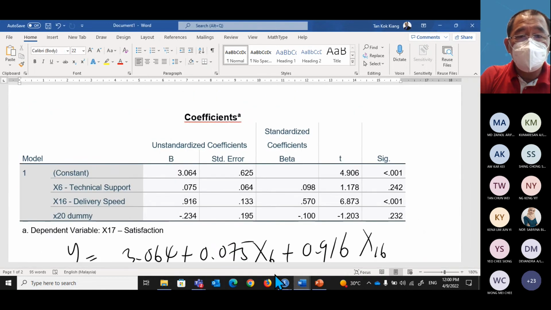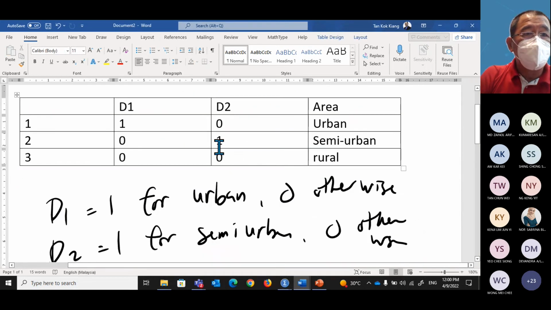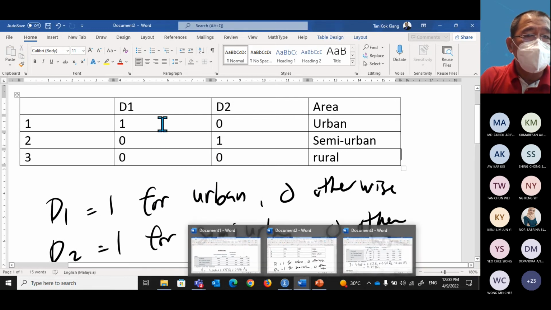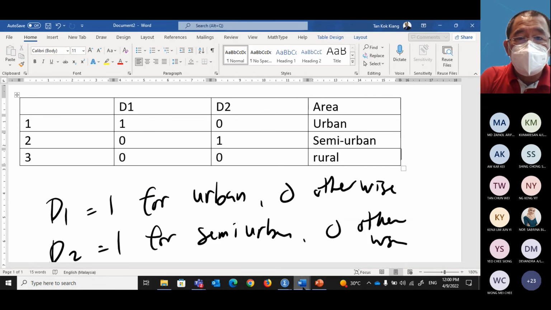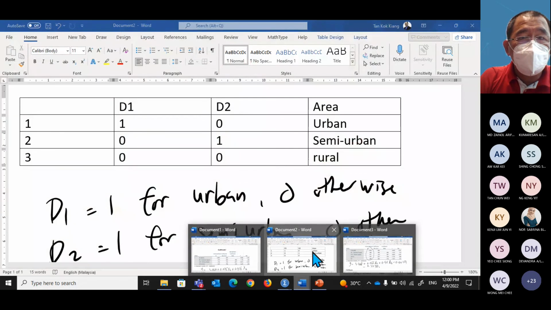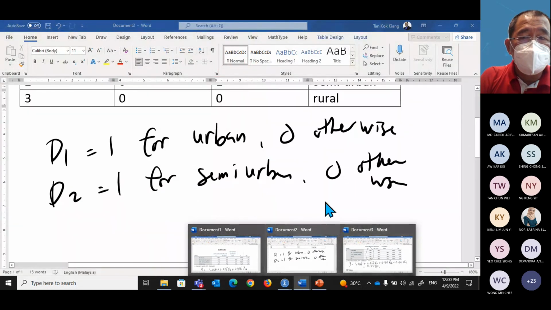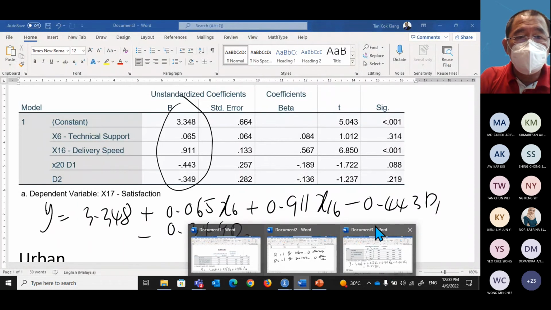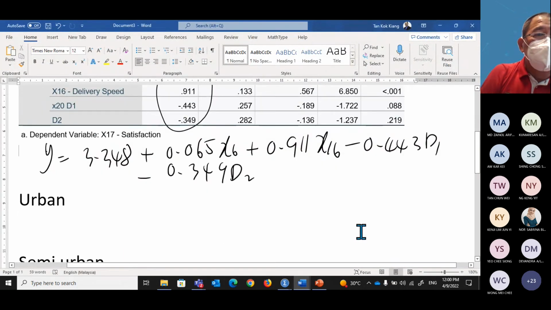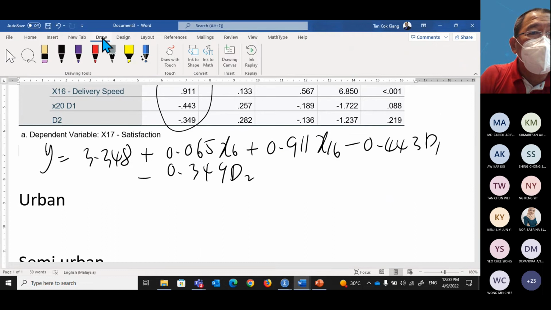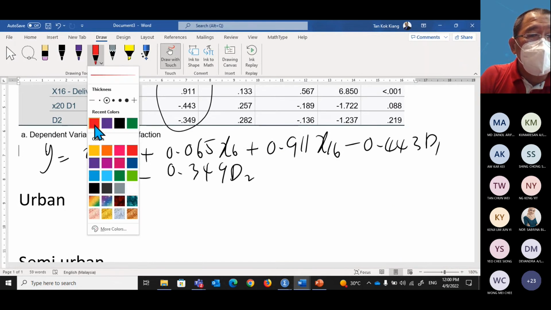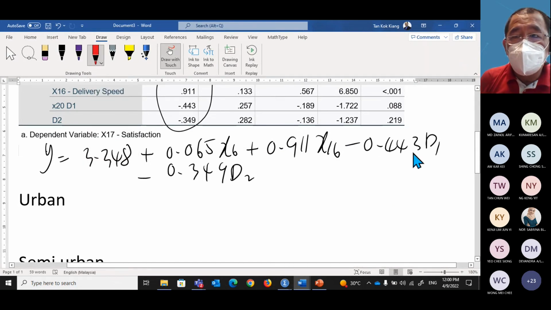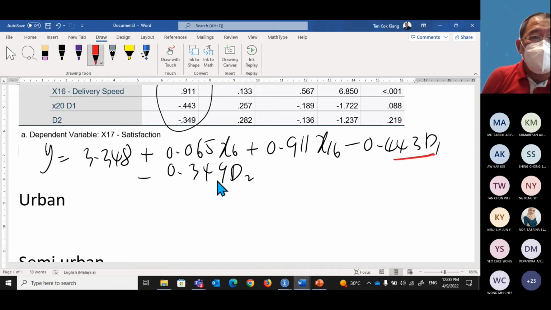Now we look again at what we defined just now. D1 is urban, so D1 equals 1 is urban. Therefore, D1 equals 1 is urban, but D2 will be 0. You can see D1 is 1, but D2 is 0.